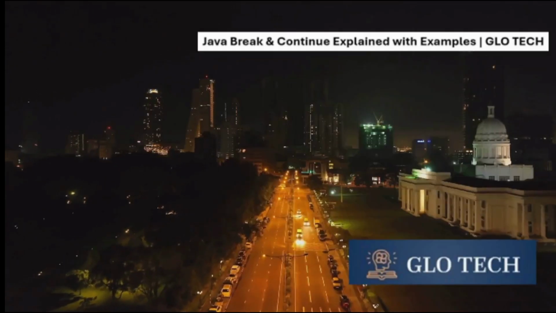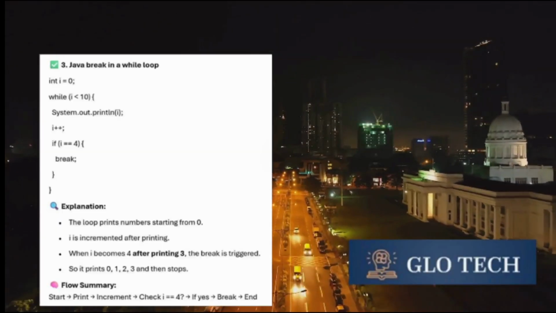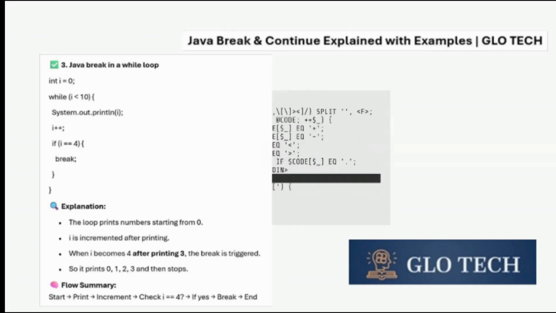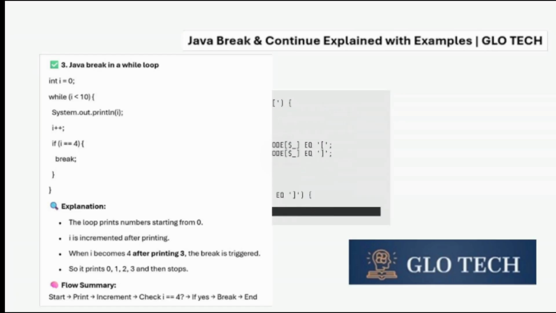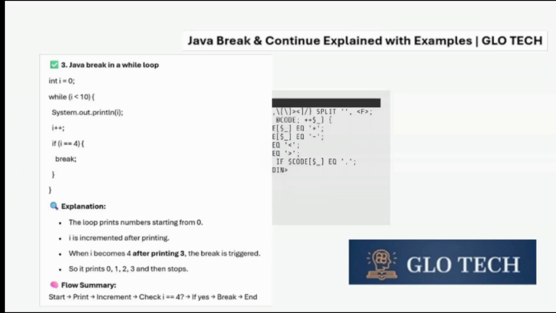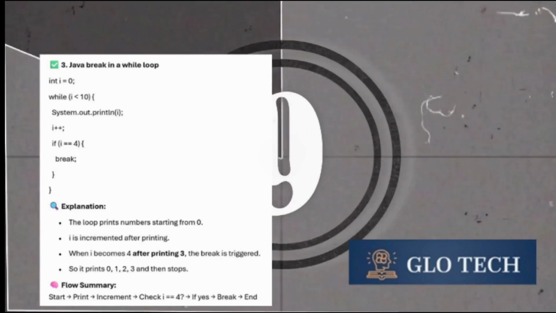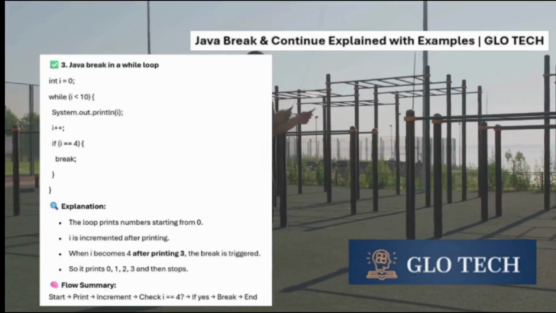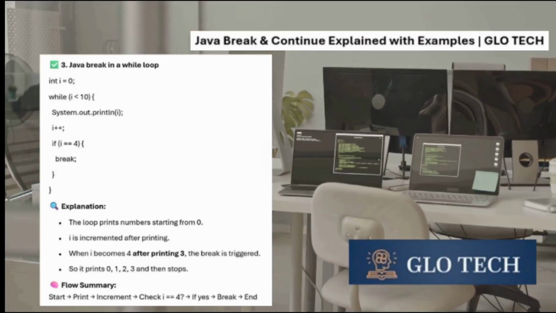Neat, huh? Next, let's see how break works in a while loop. Here's what it looks like. int i = 0; while i < 10, System.out.println(i++), if i == 4, break. This loop prints numbers starting from 0. i increments after printing. When i becomes 4 after printing 3, the break statement stops the loop. So you get 0, 1, 2, 3, and then it halts.